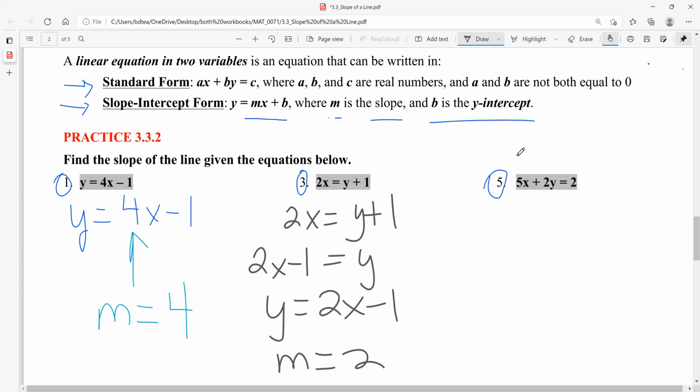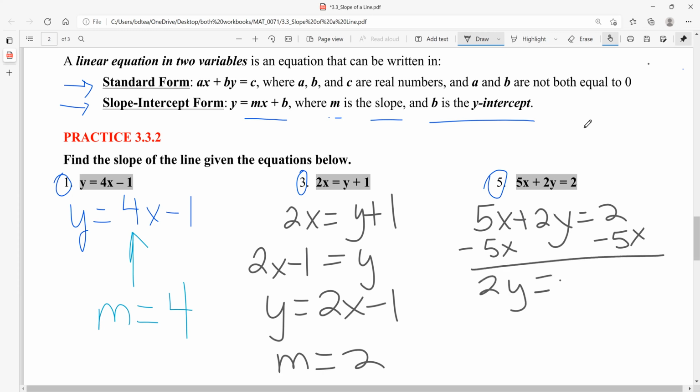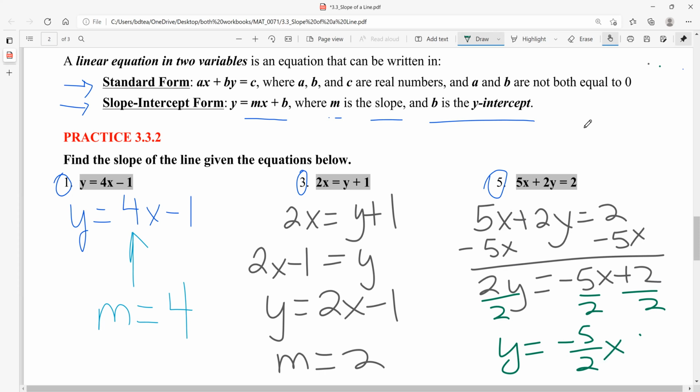If we look at 5 again now, don't always look at the coefficient before the x to be the slope. Let's solve for y here. So we take this equation 5x plus 2y equals 2. We're solving for y, so we're subtracting 5x from both sides. So this becomes 2y equals -5x plus 2. And then we're going to divide everything by 2. So we have y equals -5 halves x plus 1.